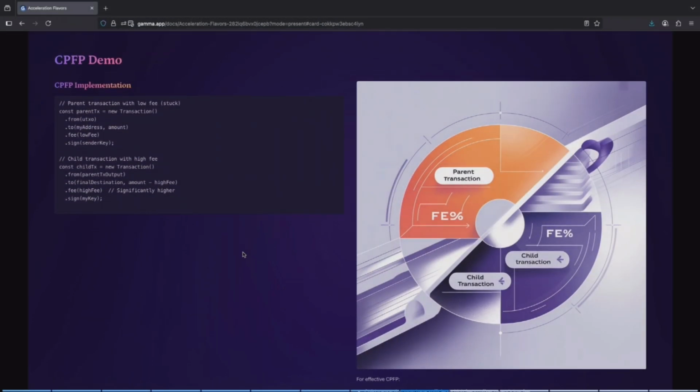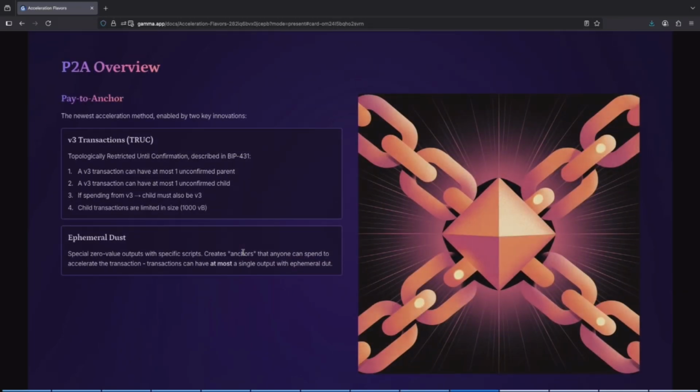And the last flavor of accelerating, which is definitely the newest and the one that people have heard about the least, is P2A, pay to anchor, or another name for it that you might have heard is ephemeral anchors as well. And this actually comes from 2 different updates. One is a new version of transactions, V3, also known as TRUC transactions, which are named that because they're topologically restricted until confirmation. And these are described, big words here, in BIP 431.